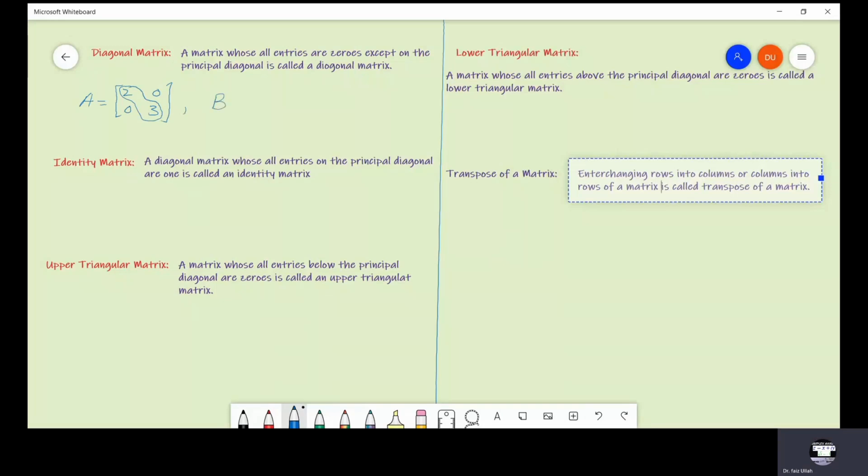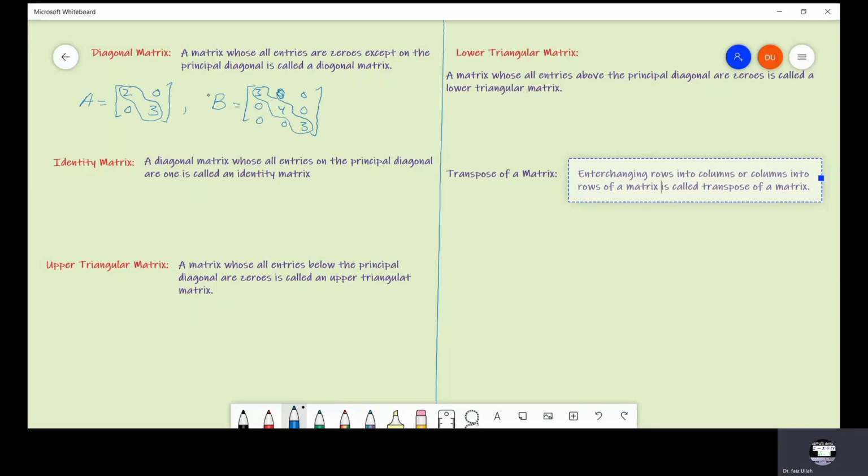Let us write another matrix B. This matrix is 3, 0, 0, 0, 4, 0, 0, 0, 3. Now again we can see that all entries of this matrix are zeros except the entries on the principal diagonal. So this is called a diagonal matrix.